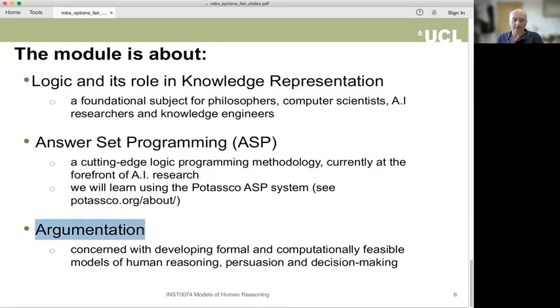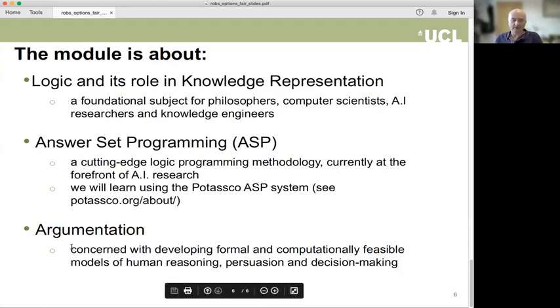And then in the second half of the term, Antonis takes over and he will teach about argumentation or automated argumentation. And that's concerned with developing formal and computationally feasible models of human reasoning, persuasion and decision making. And again, this is a hot topic in AI currently.